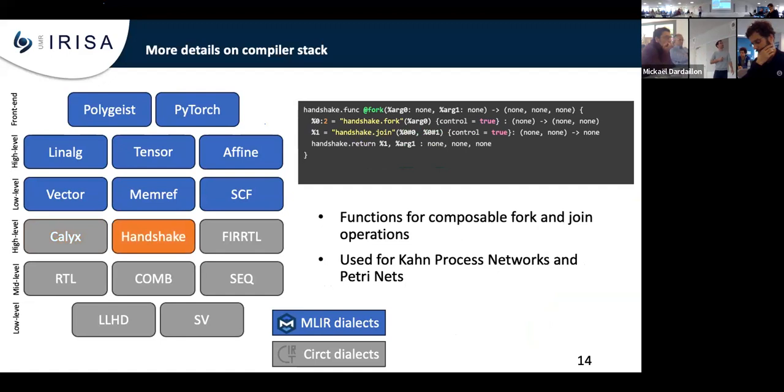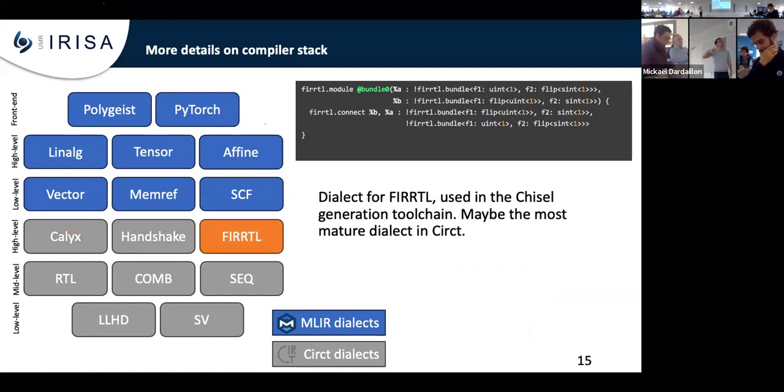There is another dialect here, Handshake, for example for defining some fork join operations. It's used for Kahn process networks and dataflow circuits. And the last one is RTL. So it's maybe the most mature dialect in the CIRCT tools. This is the one used to lower Chisel into Verilog. Chisel is a hardware construction language, which is developed in Scala, and some of the latest processor developments in Berkeley are done using Chisel. So this is the most used part of CIRCT, so maybe the one that is working the most. And this is not the one I use.